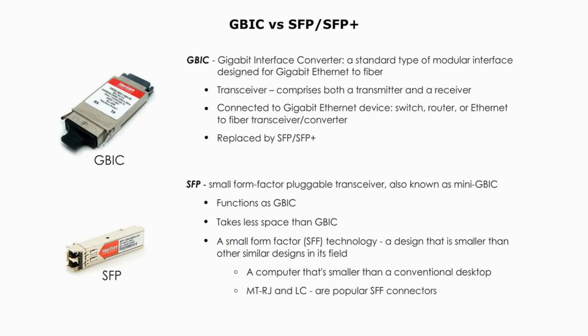MT-RJ and LC connectors are also popular small form factor connectors. We will talk more about small form factor at the end of the video. By the way, SFP or SFP Plus transceivers are virtually identical in size and appearance. The primary difference is that SFP Plus is an updated version that supports high speed up to 10 gigabits.